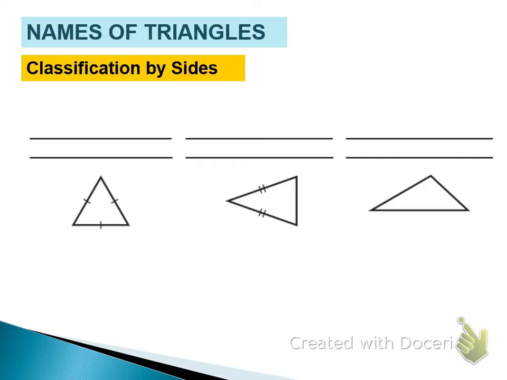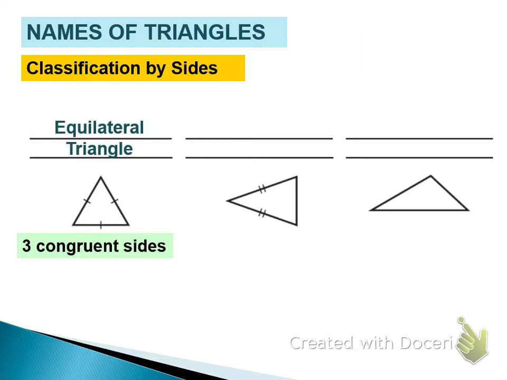Classification by sides. You're going to look to see how many sides are congruent and then make a classification by that. So how many sides are congruent on our first picture? 3 congruent sides, which I believe is a blank underneath, right? 3 congruent sides. We call this equilateral. This is an equilateral triangle.